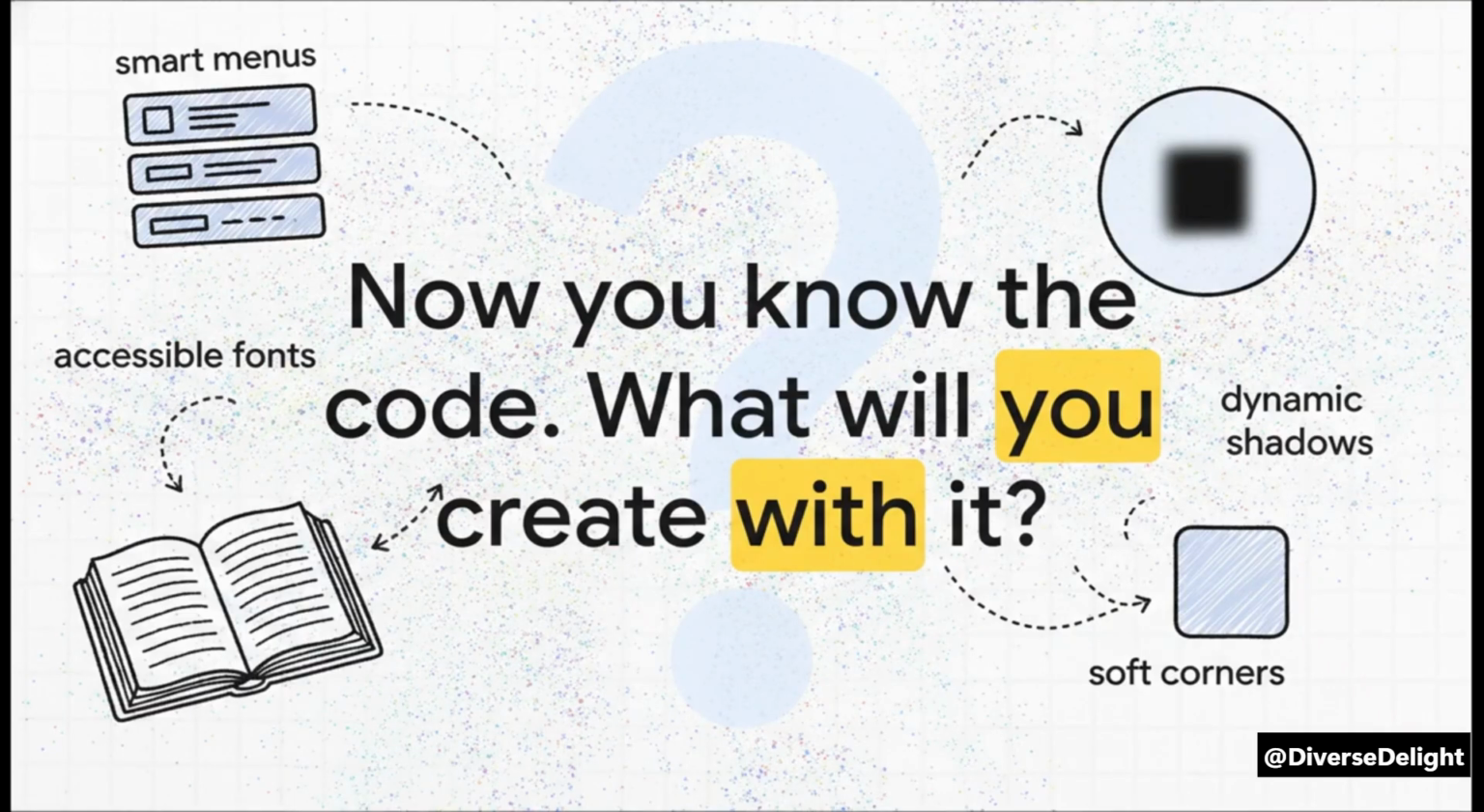So there you have it, 5 incredibly powerful tools for your CSS toolkit. We've got smart menus, accessible designs, shadows for depth, rounded corners for feel, and a universe of color. These really are the fundamental building blocks of modern web design. So the only question left is, what are you going to create with them?